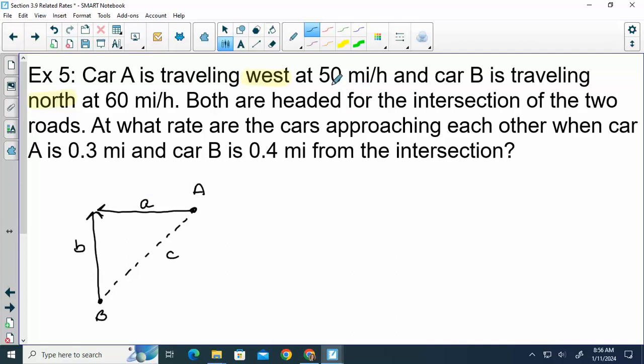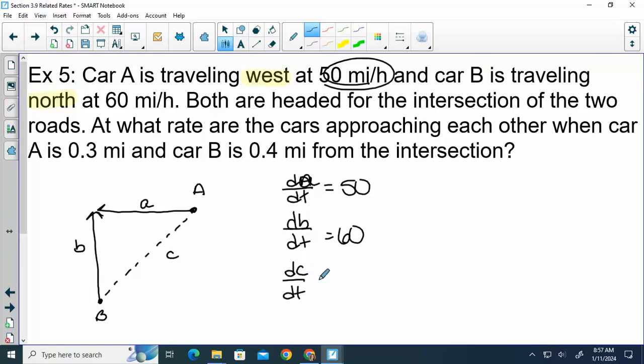All right, miles per hour, what is that? It's speed, which means it is the derivative. So my dA/dt is 50. Car B, so dB/dt, is traveling at 60. We want to know how fast they are approaching each other. So we're looking for the speed at which this third side is changing. So dC/dt is the thing we are searching for.